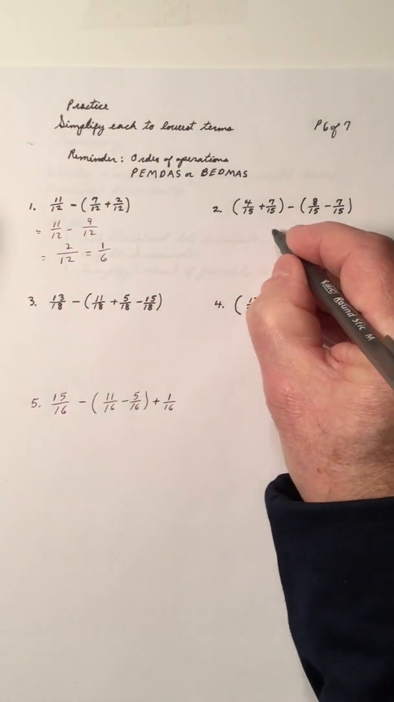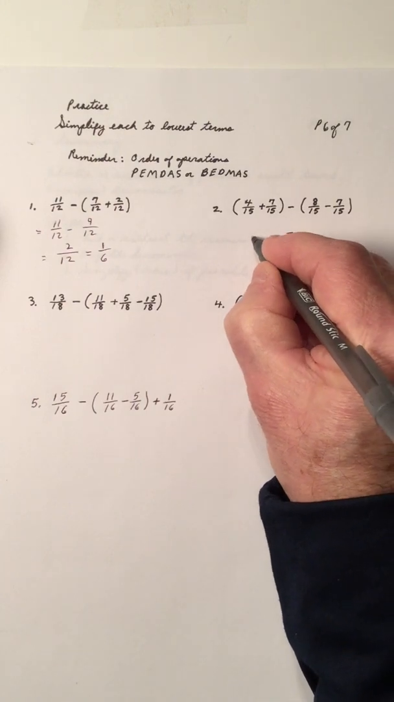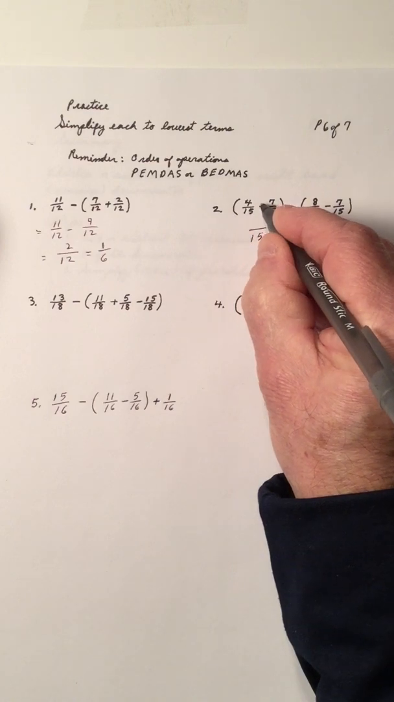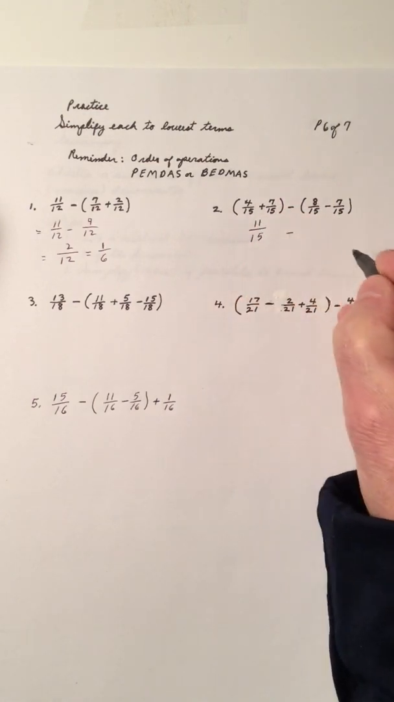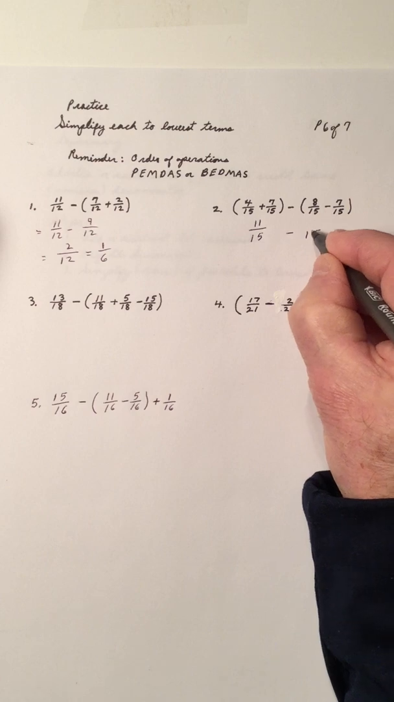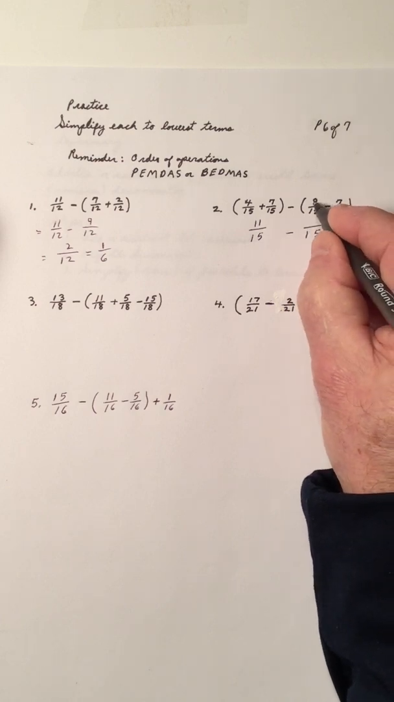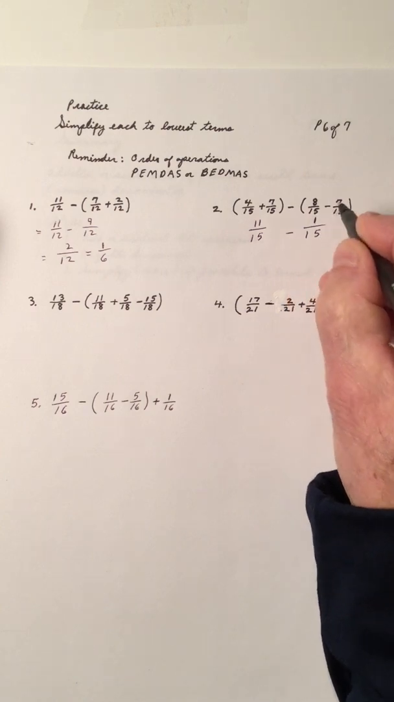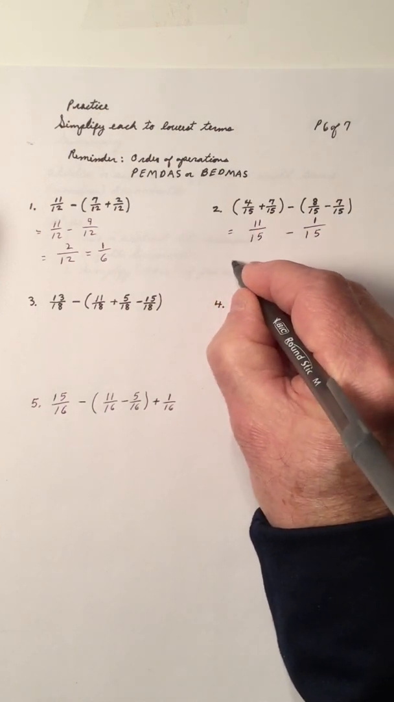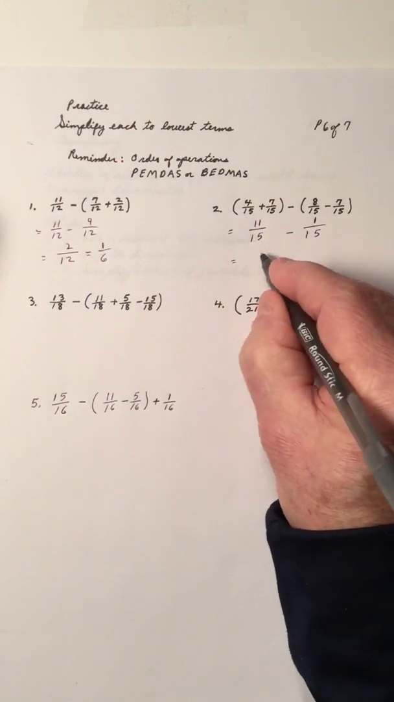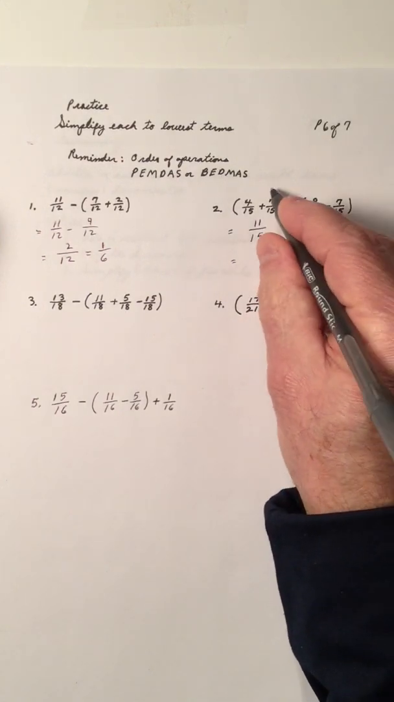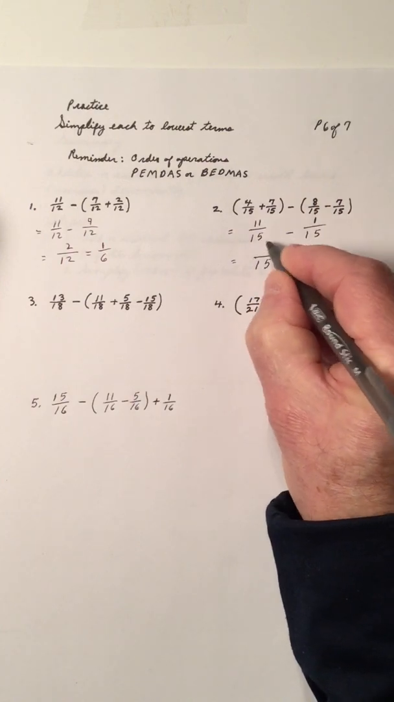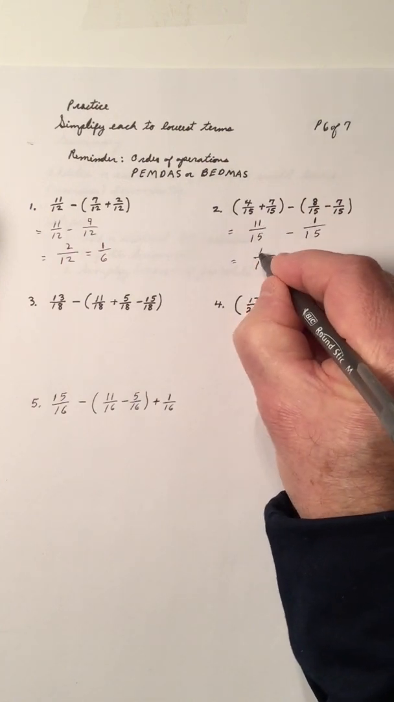Now we have two brackets. We have to work the inside brackets first. 15 is a common denominator, so 4 plus 7 is 11. 15 is my common denominator inside, and 8 subtract 7 is 1. After I got both brackets done, then I have to subtract. So notice brackets, inside of the brackets first. 15 is my common denominator. 11 subtract 1 is 10.